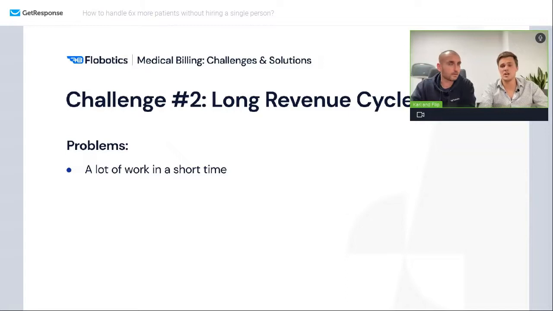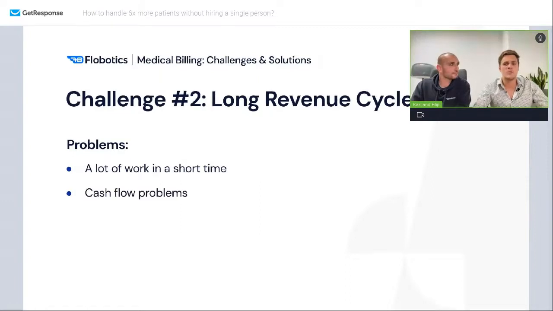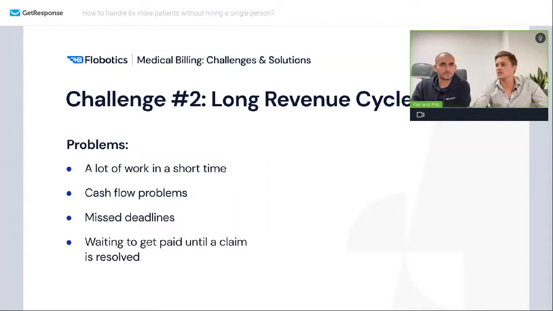I see 2 people talking about number 2, and that's also something that robots actually helped us with before. So it seems in medical billing and also in the healthcare industry as a whole, there are waves of a lot of work in a short time. And what it causes is cash flow problems and also missed deadlines. And a lot of these things come from just waiting to get paid until your claims are resolved. And here the solution, Karl?